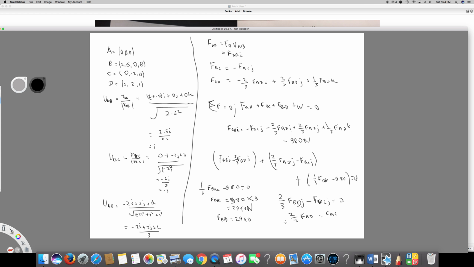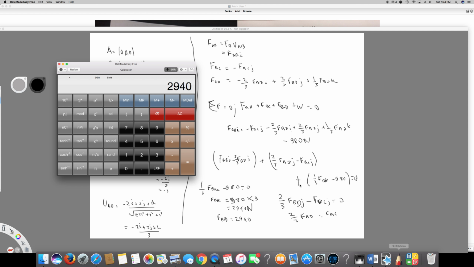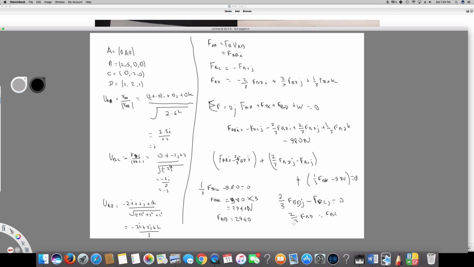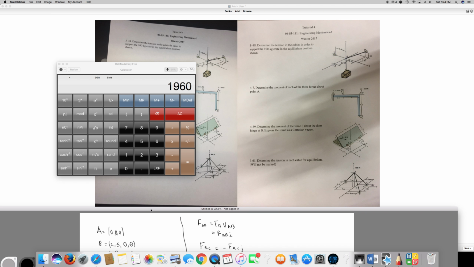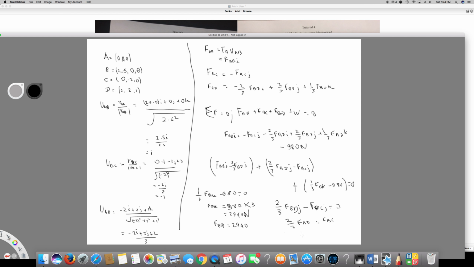So I can simply multiply. I have found the FBD here, right? It's 2940. So if I put 2 over 3 times 2940, it's going to give me FBC. Let's calculate the number. 2940 multiplied by 2 divided by 3. It's going to give me 1960. 1960 Newton. So FBC is equal to 1960 Newton.